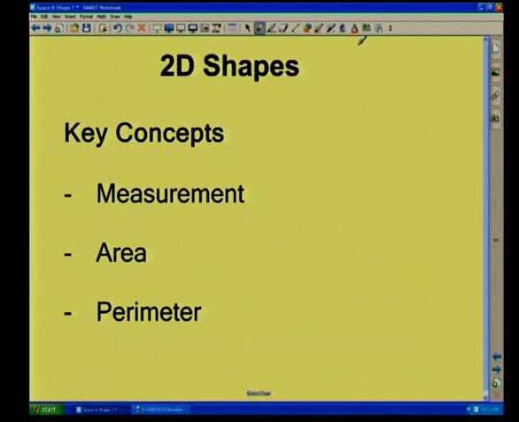The key concepts we're going to be looking at today are measurements, including the lengths that we need to deal with, and conversion of these lengths. And that would be in metric and imperial units. We're also going to be looking at area and perimeter.